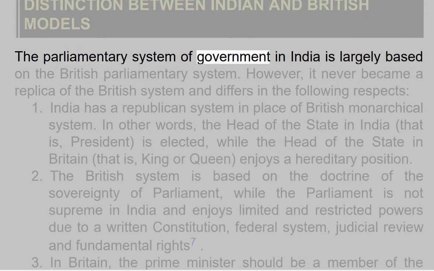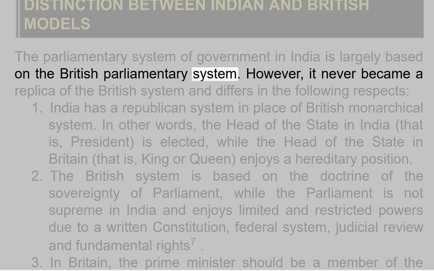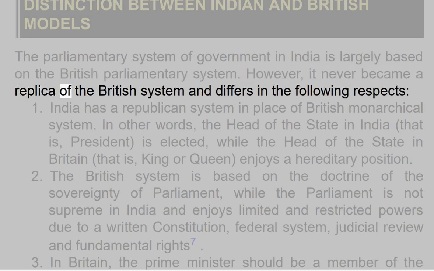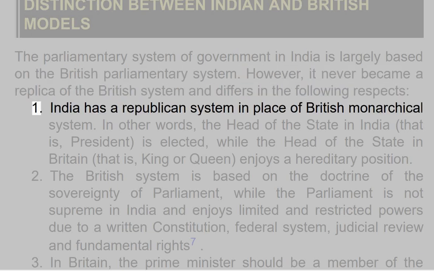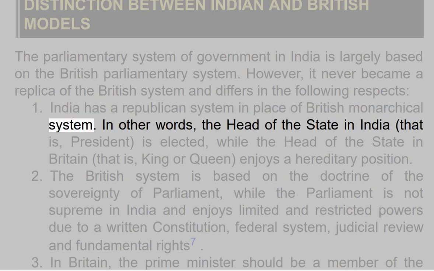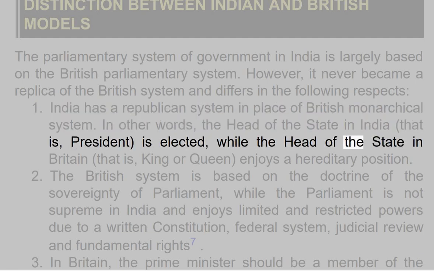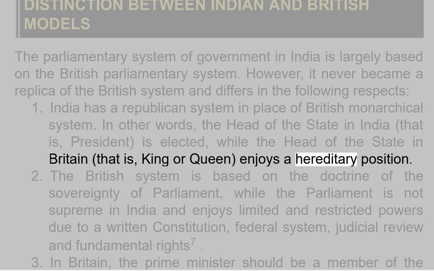Distinction between Indian and British models. The parliamentary system of government in India is largely based on the British parliamentary system. However, it never became a replica of the British system and differs in the following respects. 1. India has a republican system in place of British monarchical system. In other words, the head of the state in India, that is, president, is elected, while the head of the state in Britain, that is, king or queen, enjoys a hereditary position.